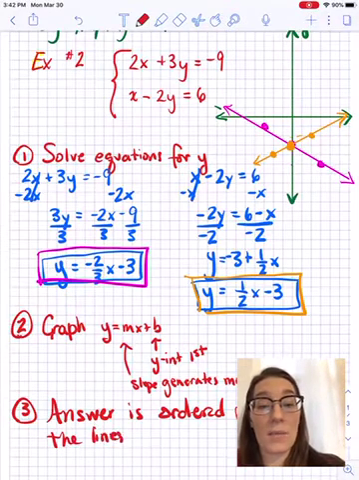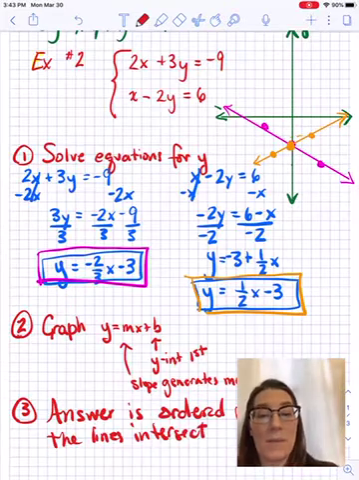Please make sure that you write them in an actual point with parentheses around the outside.